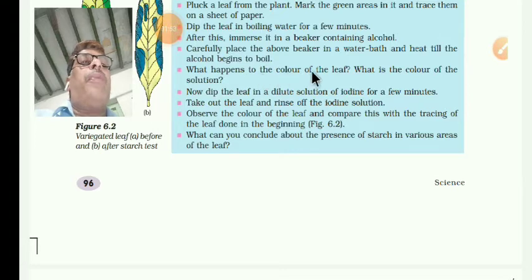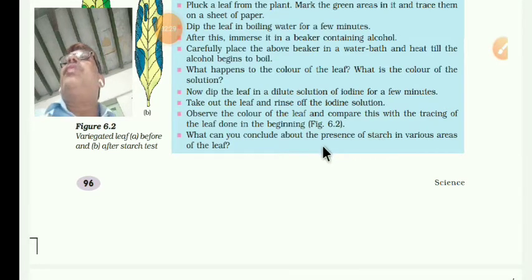What happens to the color of the leaf and what is the color of the solution? So ask here, what happens to the color of the leaf and the color of the solution? Now dip the leaf in a dilute solution of iodine for a few minutes. Take out the leaf and rinse off the iodine solution. Then finally observe the color of the leaf and compare it with the tracing as well as the real one. And what can you conclude about the presence of starch?